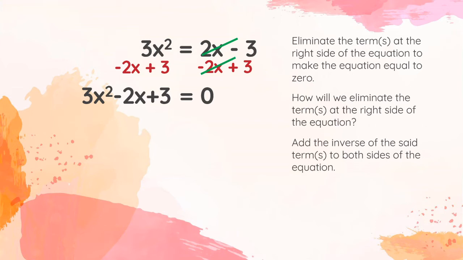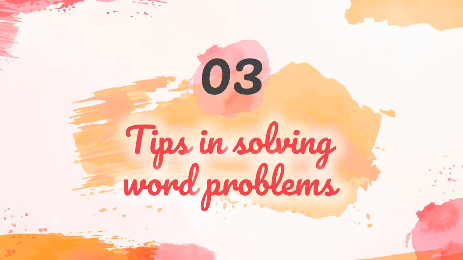Yan, sana nagets nyo. Basta laging dadagdagan ng additive inverse ang polynomial na gusto mong i-eliminate para maging equal to 0. Next na dapat nyong malaman, mapaghandaan bago mag-solve ng word problems sa factoring ay tips in solving word problems.